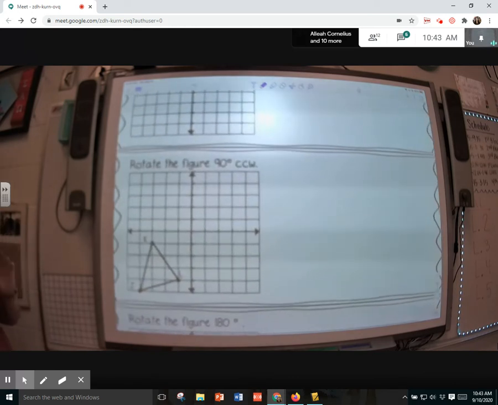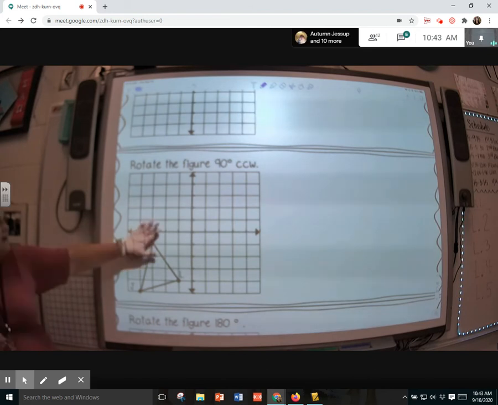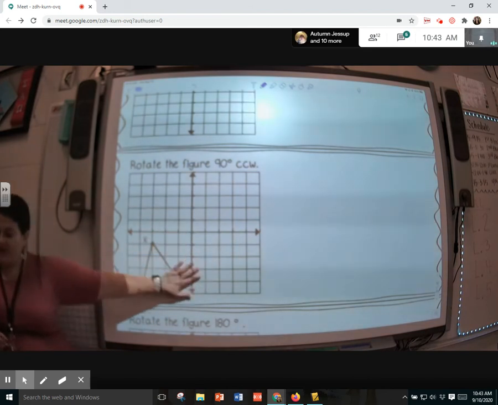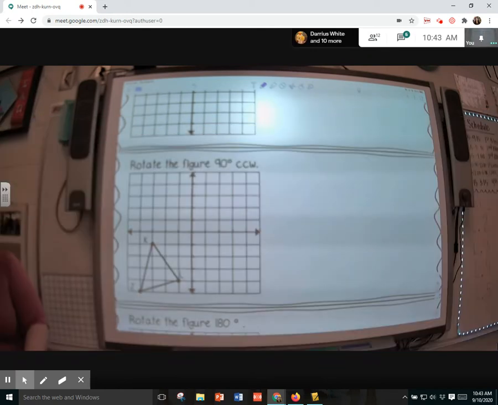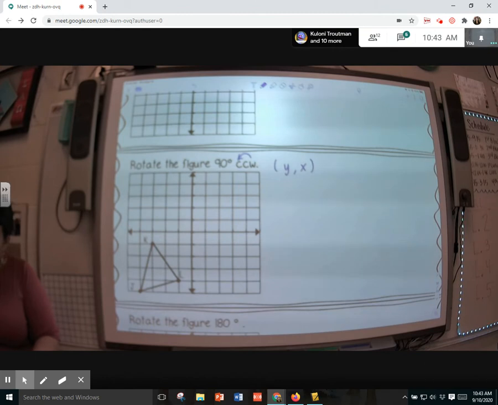Okay, so on this one right here, I need to rotate the figure 90 degrees counterclockwise. So if I want to do that, there's one way you can do it with writing out the coordinates, and then there's another way that I'm going to show you that you can use patty paper to do it. So 90 degrees counterclockwise. Now I'm going to switch my Y and my X. Counterclockwise goes to the left, so which sign changes? The Y.